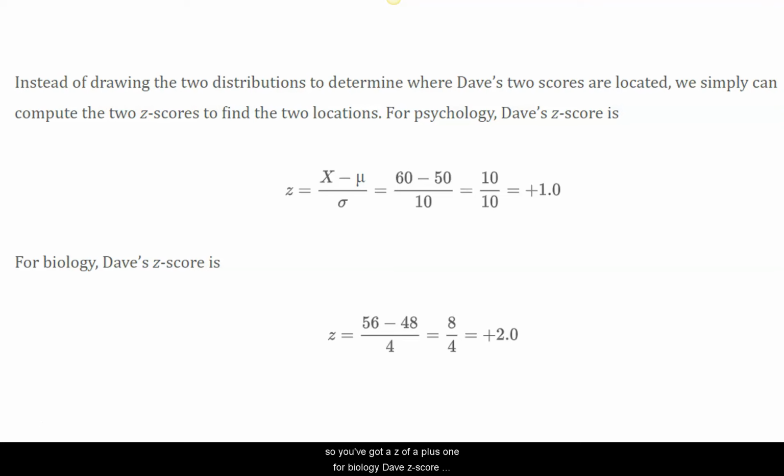For biology, Dave's z-score was 56 minus 48. He was 12 above. Am I right? 8 above. Math is hard. Everything's fine. And the standard deviation was 4. Now, we didn't know that, but nonetheless, that's what it is. So in his case, he is 2 standard deviations above the mean. Well, I'd like to hear that. So in that case, we'll say, well, great. It looks like Dave's biology test score was more impressive.